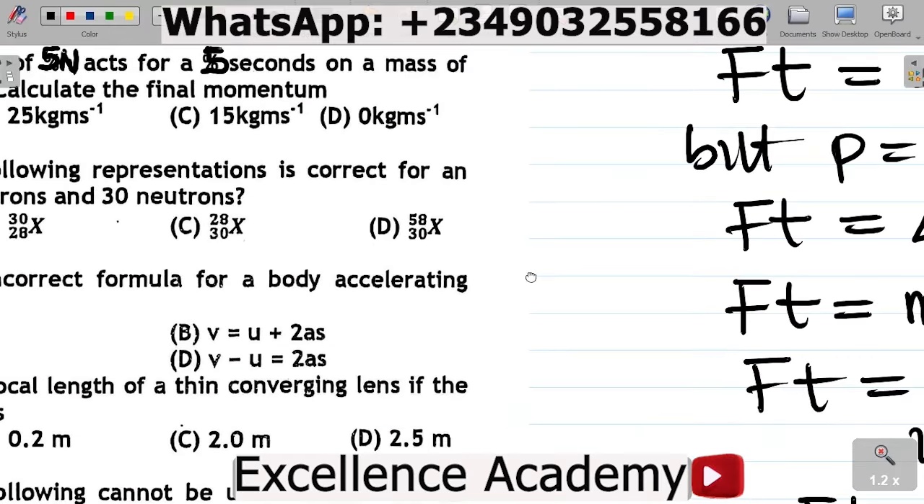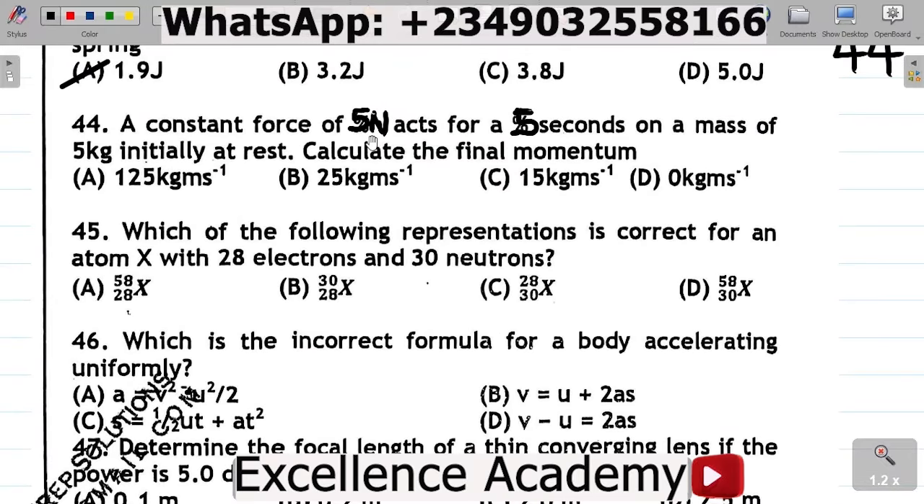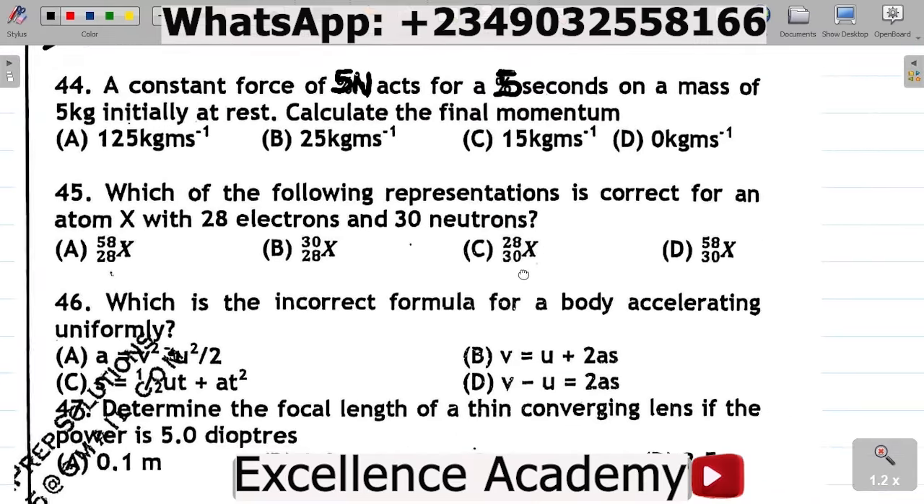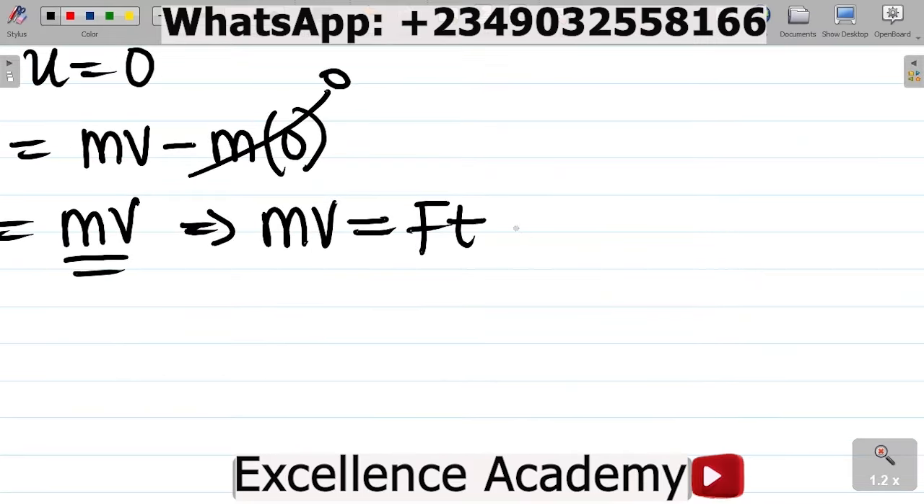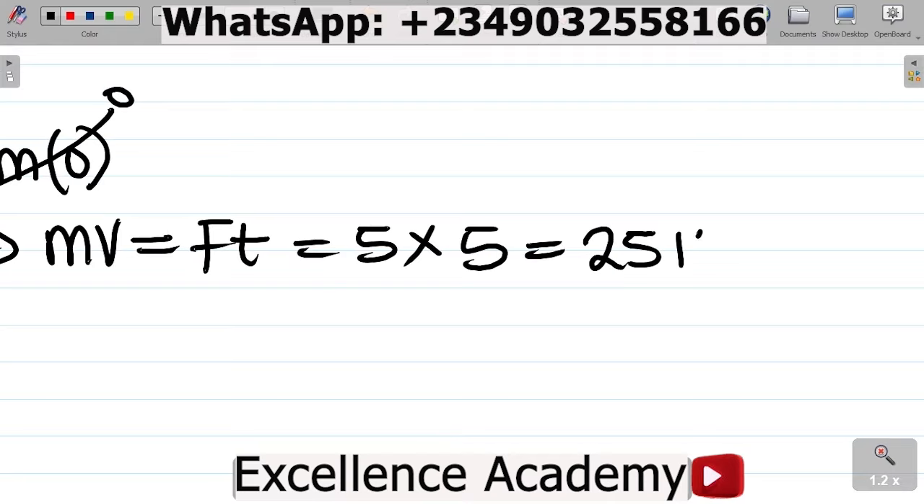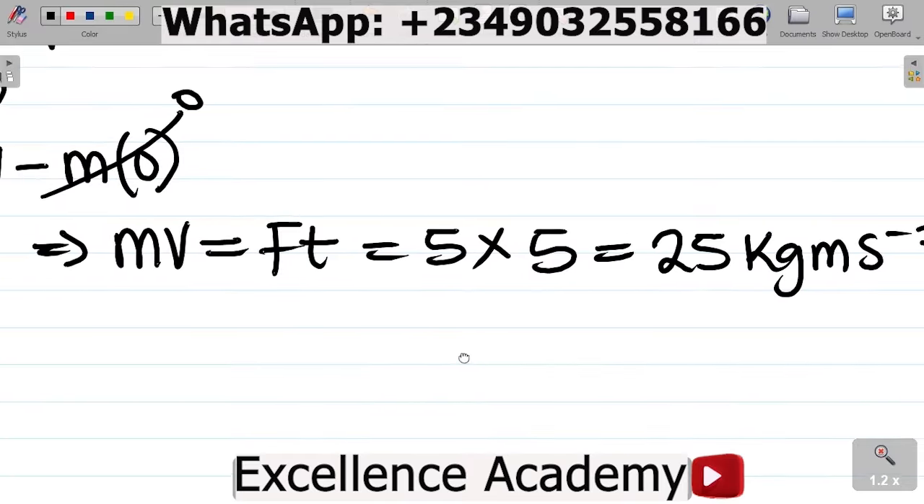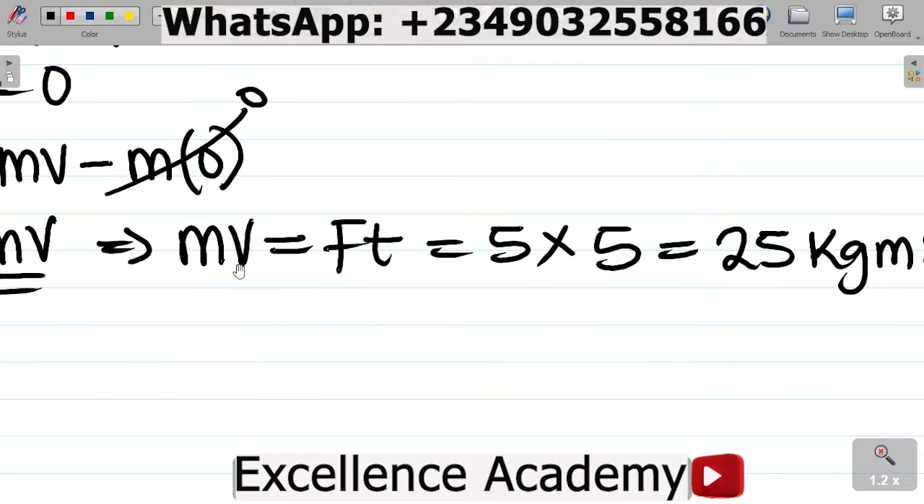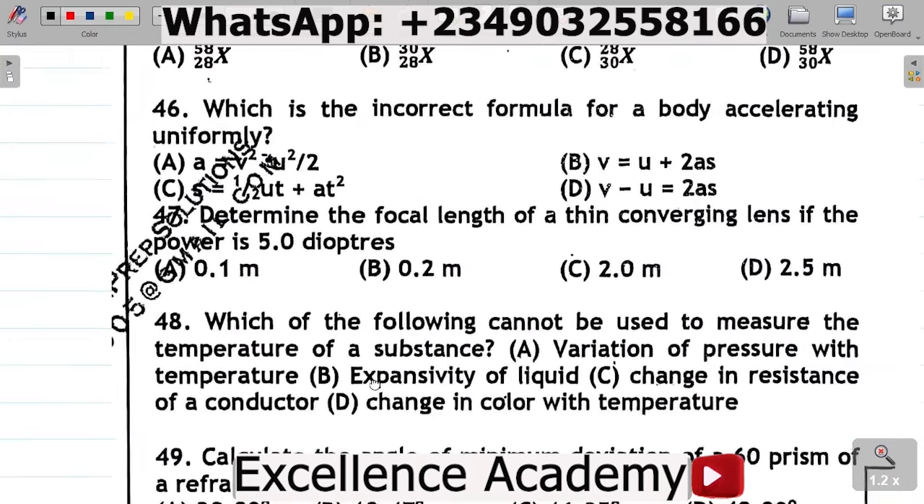What's the value of force? What's time? Looking at this, force is 5 Newton, right? The force there is 5 Newton, the time is 5 seconds. So if you multiply this, this is equal to force 5 Newton times time 5 seconds, and that's equal to what there? 25. And that's equal to 25 kilogram meter per second. So we have this. All right, so that's the value. Observe that we were not asked to find final velocity. If not, we would have divided this by mass. So 25 kilogram meter per second.